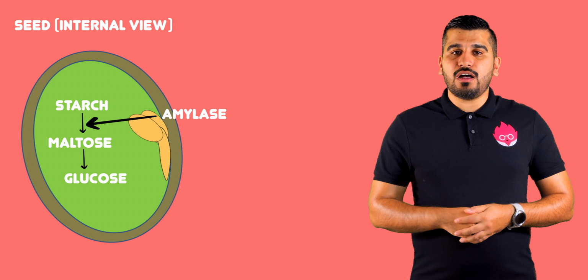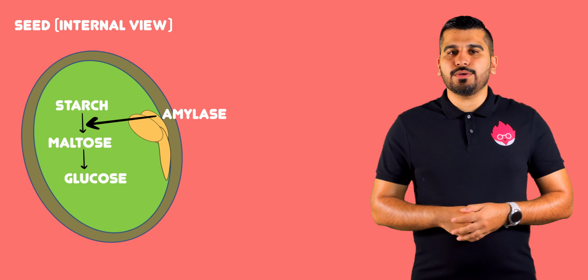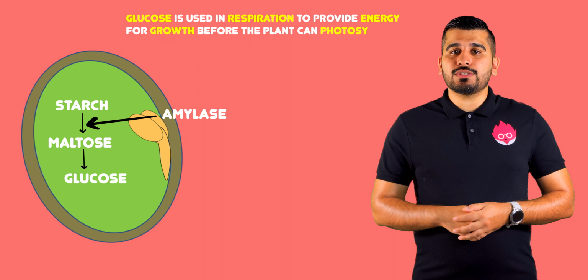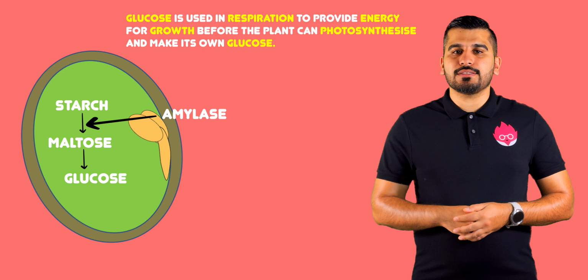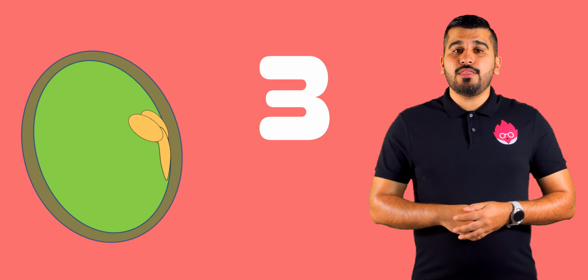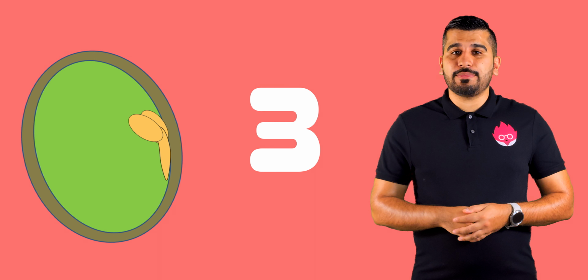Amylase breaks down starch into maltose and then glucose. This glucose can be used in respiration to provide energy for growth before the plant can photosynthesize and make its own glucose. There are three important conditions for germination.